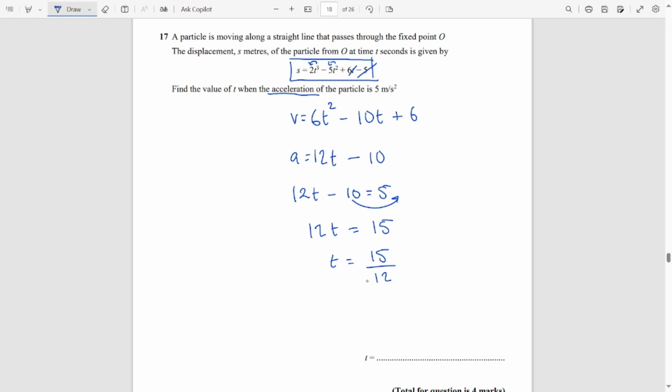And you can leave that as 15 over 12. Actually, probably a good idea to at least simplify it. Well, it doesn't say. You should get marks either way. This simplifies to 5 over 4, or as a decimal, 1.25. And it's up to you. Any one of those answers should be fine.